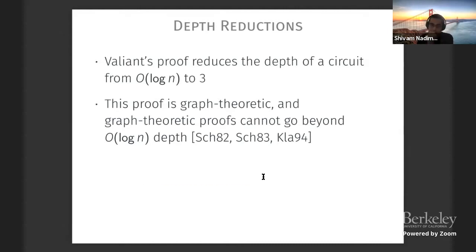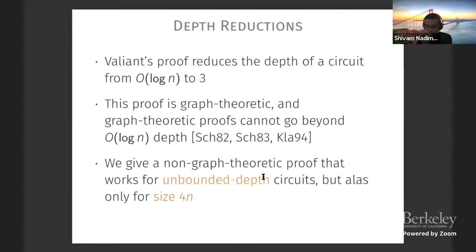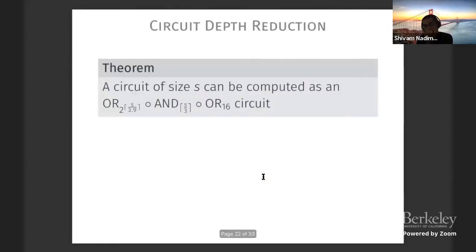So the first result of this work will show that we also do depth reduction for circuits of unbounded depth, but unfortunately only of small size, of size roughly 4n. Okay, so the first result of this work is depth reduction for even unbounded depth circuits, but only of size roughly 4n. Every unbounded depth circuit S can be computed by the following depth circuit, and this is interesting when the original size is less than 3.9n.